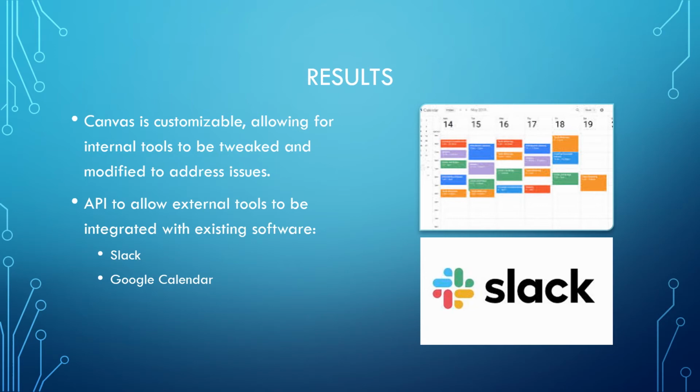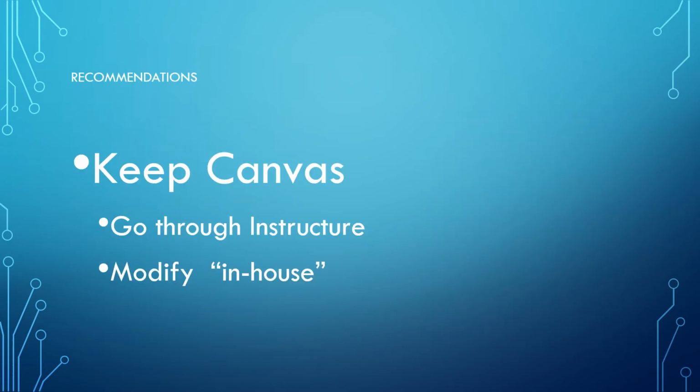We also noticed that it comes with an API that allows external tools to be integrated with existing software. For example, Slack, a lot of groups use Slack, and Google Calendar. These can actually be integrated and implemented into Canvas, so that way we get the best of both worlds. If Canvas doesn't have the tools internally, it can use these external tools and make them a part of it, thus making Canvas better and fine-tuning it specifically to fit the needs of the students and the school. So our recommendation was to keep Canvas.